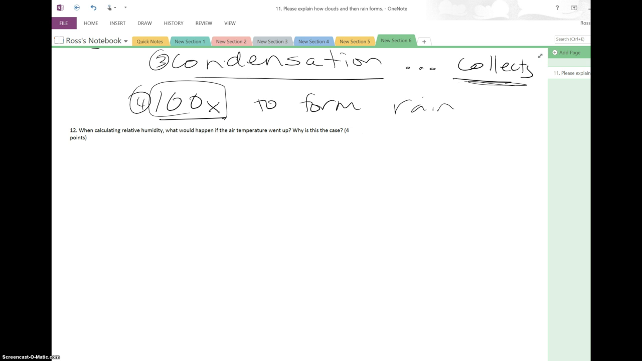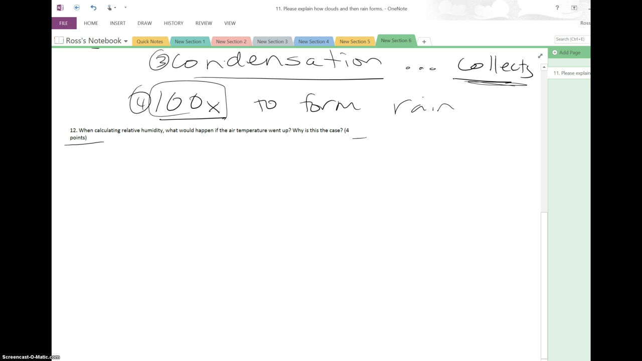So when calculating relative humidity, what would happen if the air temperature went up? Why is this the case? Again, 4 points. That should indicate to you that there's a lot to talk about here. This is a question that came off of the homework, right? For the homework from the back of the chapter. And we talked about this. We put these on the board, right?